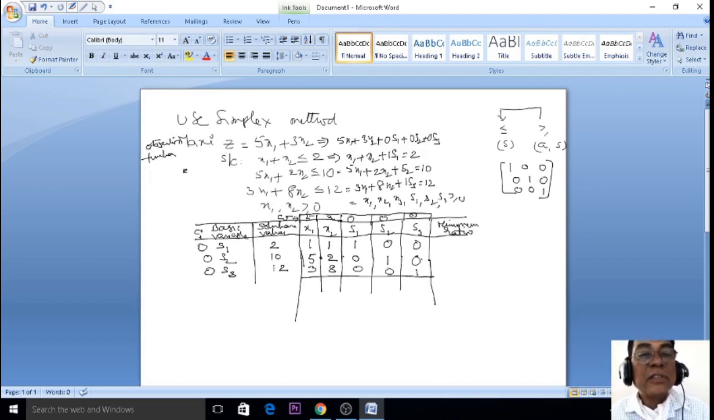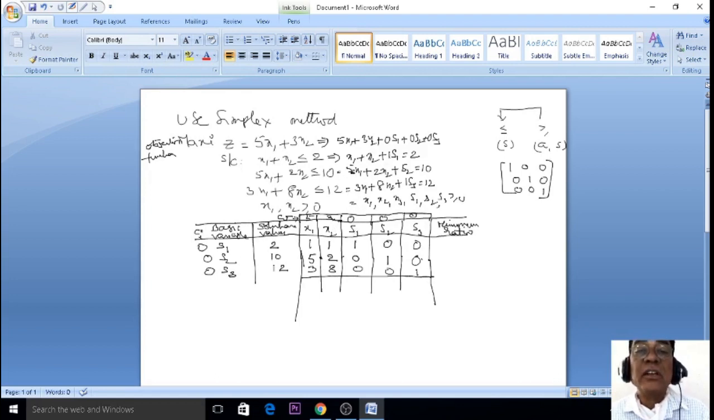Simplex table means these are the fixed columns: Ci, basic variable, sometimes called BV for short, solution value SV. Then x1, x2, s1, s2 and s3, because the 3 equations contain only 2 variables, x1 and x2, plus slack variables. The last column is the minimum ratio. Now enter the coefficients of the first equation. Here is the 1, write down 1 here. So here is 1, S1 is 1, remaining no S2, no S3.